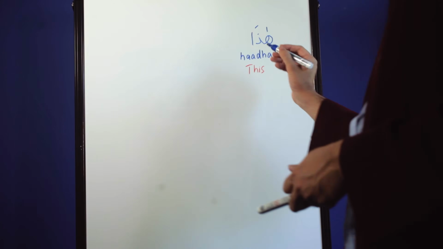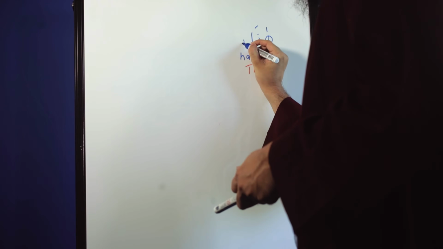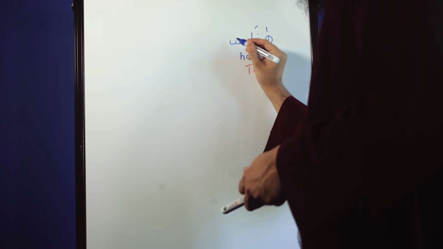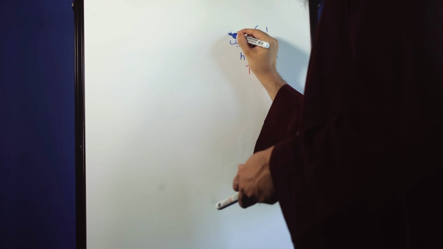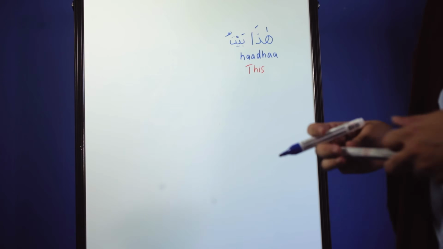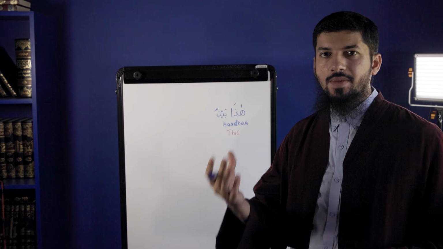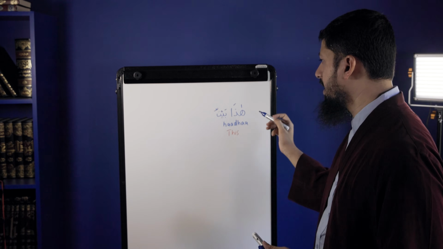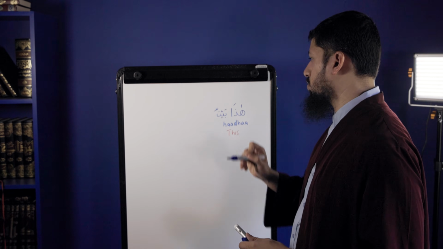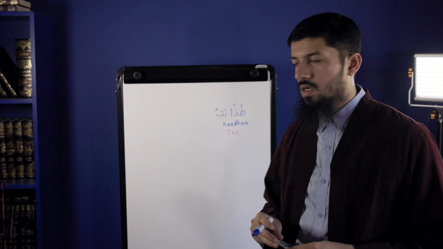A house is بيت. هذا بيت. There is no separate article in Arabic. You simply say هذا بيت. This is a house.